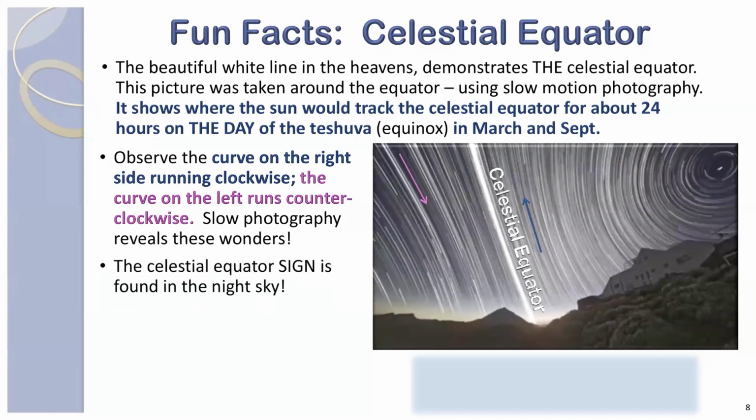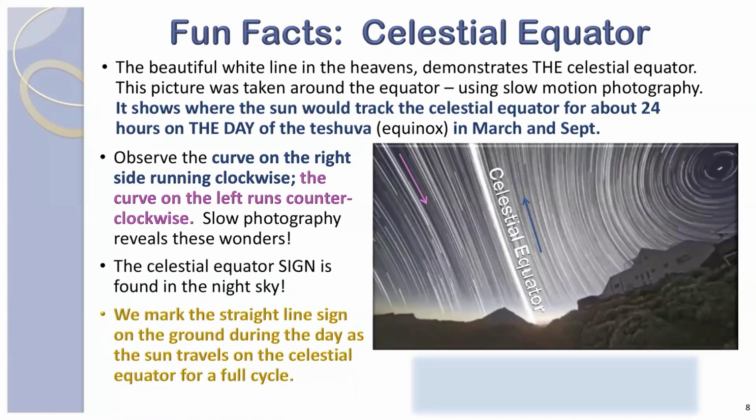Now, this celestial equator is a sign. It's a sign found in the night sky. But you would have to have slow photography to see this, okay? Or, you'd have to have a really good eye with a telescope to know what you're looking for. So that's what's happening in the night sky. Even though it's daytime where you might be, this is going on in the night sky somewhere.